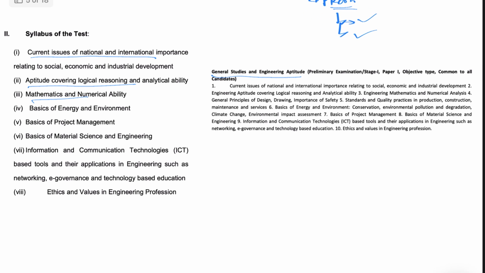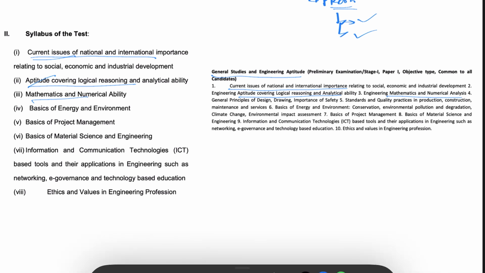You can see the current issues, and then we have aptitude here. Here we have aptitude, mathematics, and numerical ability. We don't have these chapters compared to ESE. Let's say general principles of design, safety, standards. These are not there. And apart from that, I think the syllabus is the same.